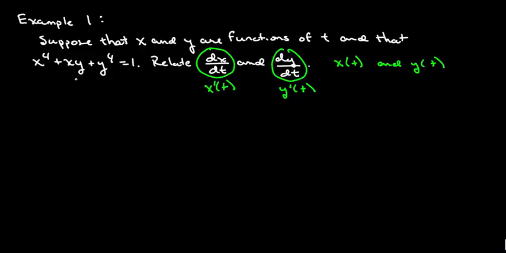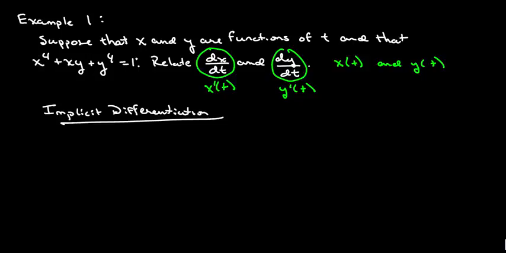Well, what we're going to do is take this relation right here, this equation, and differentiate everything using implicit differentiation, that involves our chain rule. So we're going to take the derivative of everything with respect to t, because that's the variable we want to differentiate with respect to.